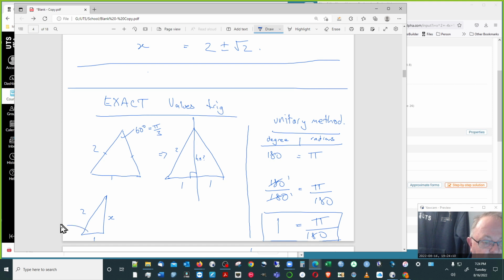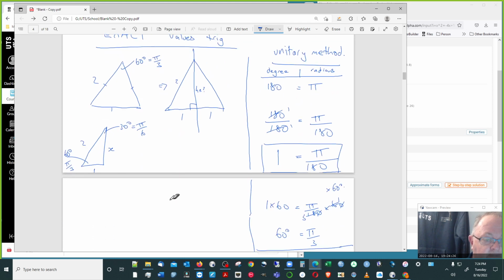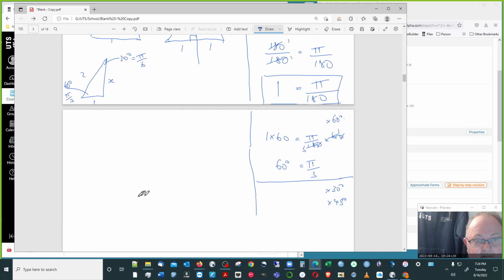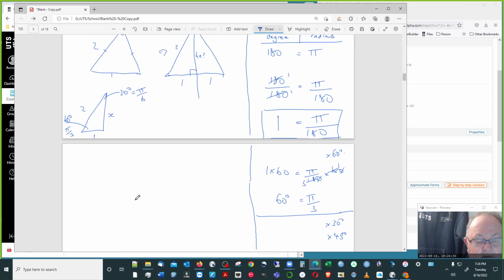Now that one's still 60 degrees, and this will be the last time I write the degrees. The bigger angle has the smaller denominator. The smaller angle has the bigger denominator. So we're nearly there. Hard to believe, but I want to find out x.